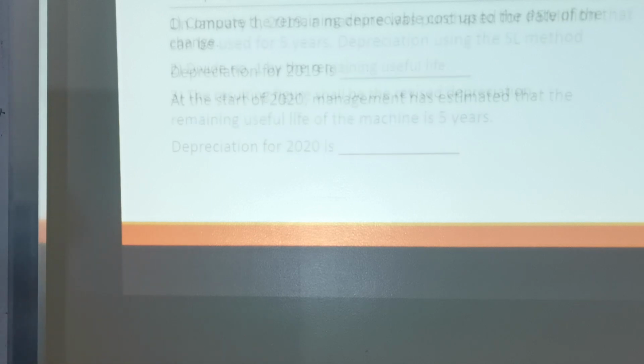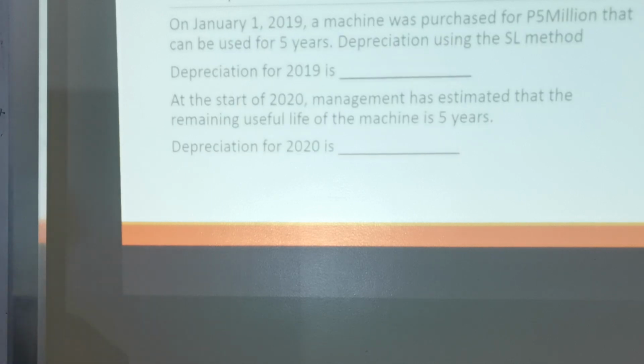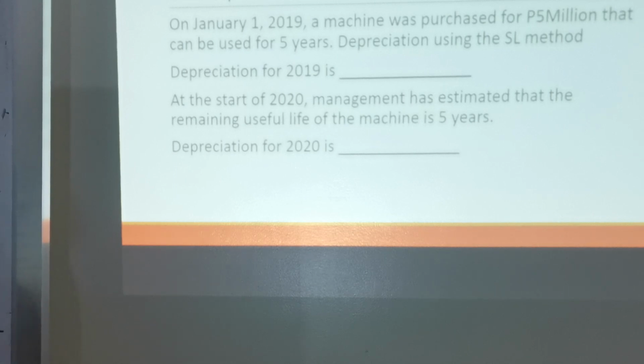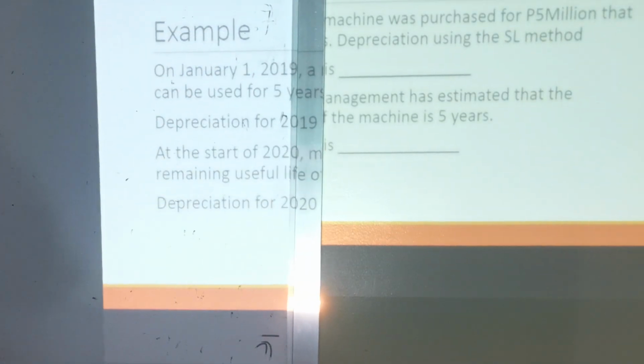Let's have an example. On January 1, a machine was purchased for 5 million that can be used for 5 years. Depreciation using the SL or straight line method is used. Let us now compute the depreciation for 2019.